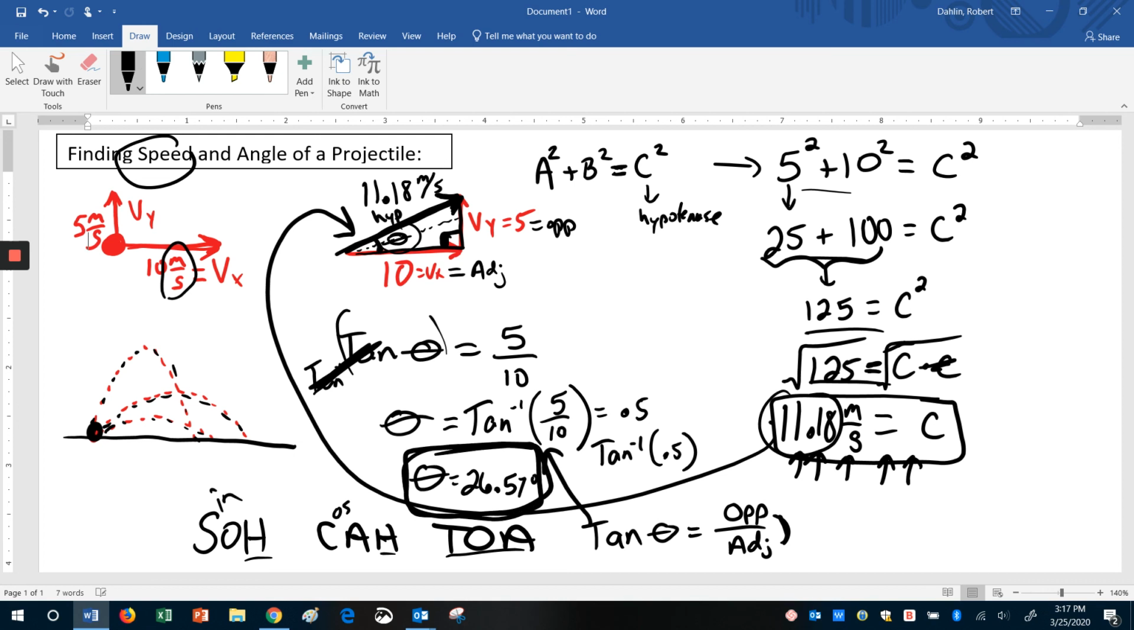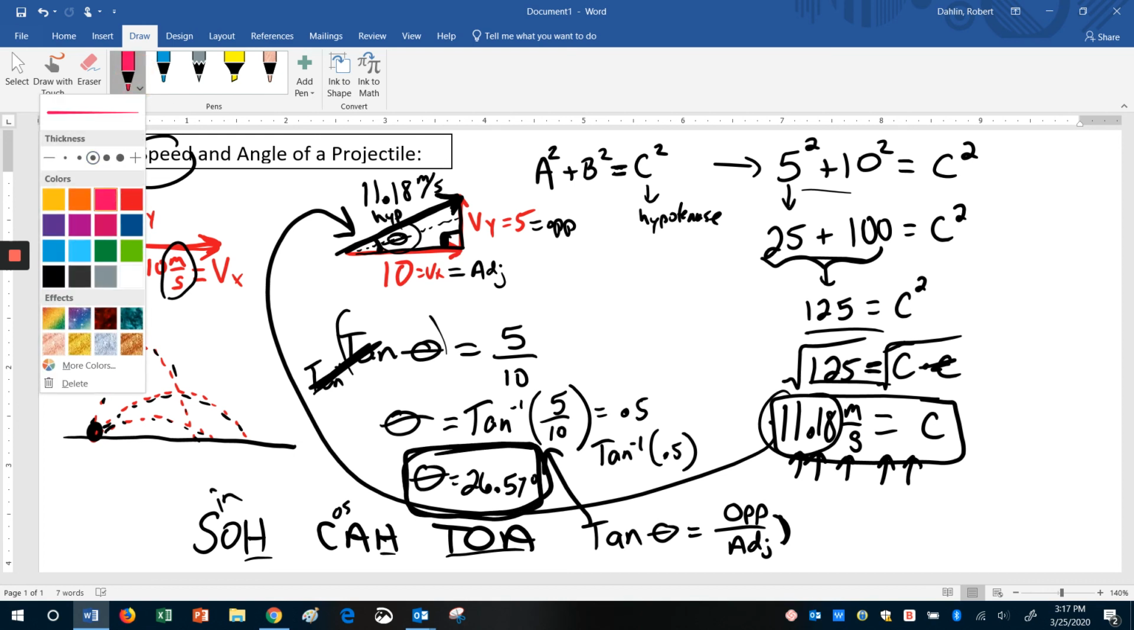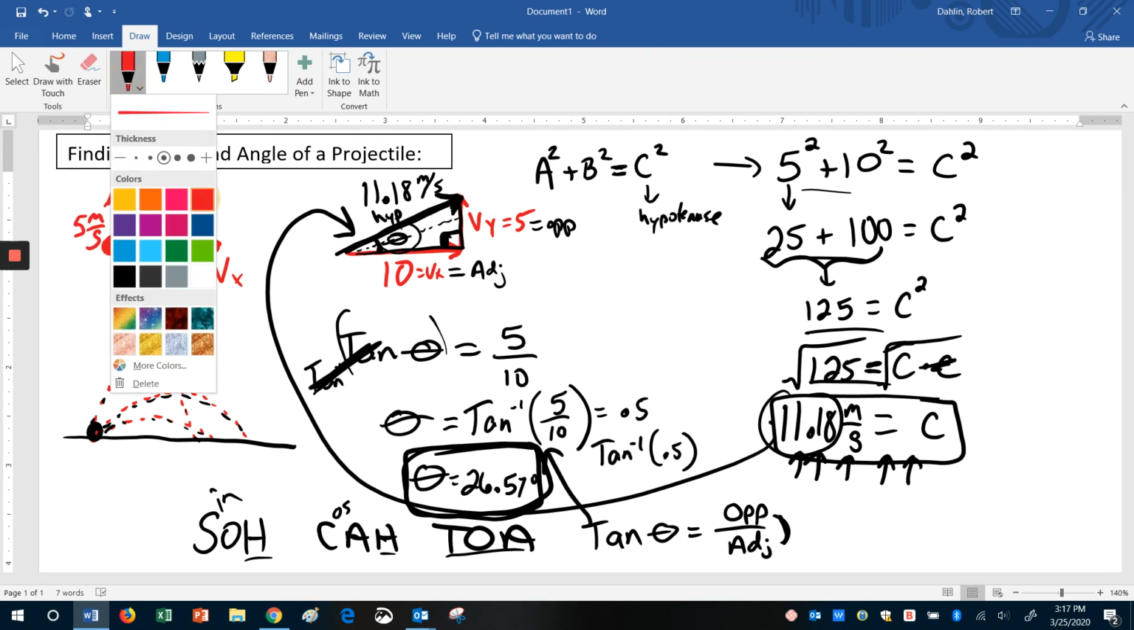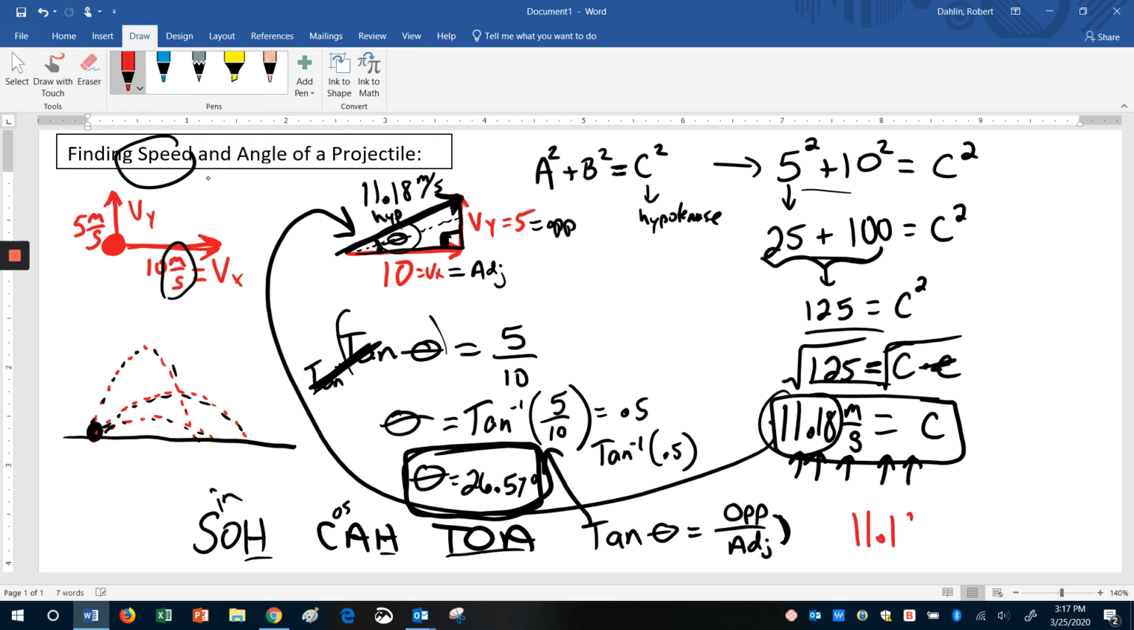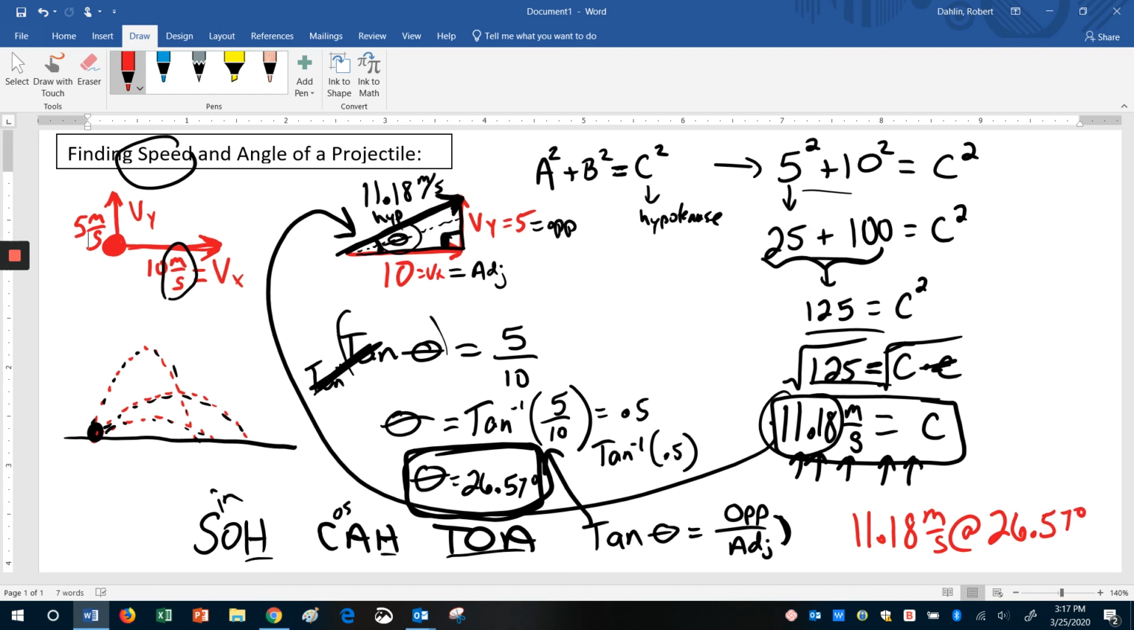Okay, so there's my two answers. I'm launching my projectile at 11.18 meters per second at an angle of 26.57 degrees. There you go.